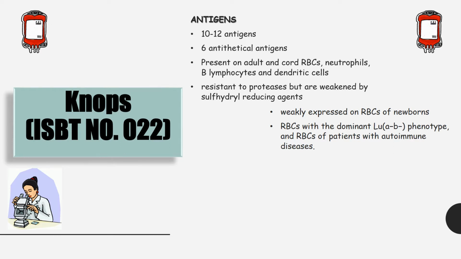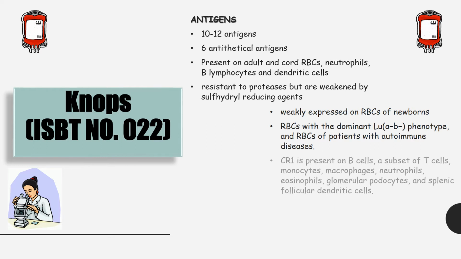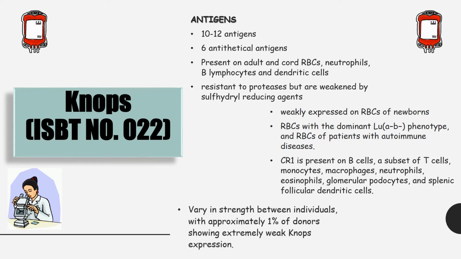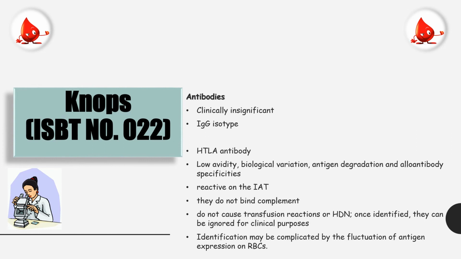The KNOPS antigens are weakly expressed on RBCs of newborns, RBCs with dominant Lutheran phenotype, and RBCs of patients with autoimmune diseases. CR1 is present on B cells, a subset of T cells, monocytes, macrophages, neutrophils, eosinophils, glomerular podocytes, and splenic follicular dendritic cells. KNOPS can vary in strength between individuals, with approximately 1% of donors showing extremely weak KNOPS expression.